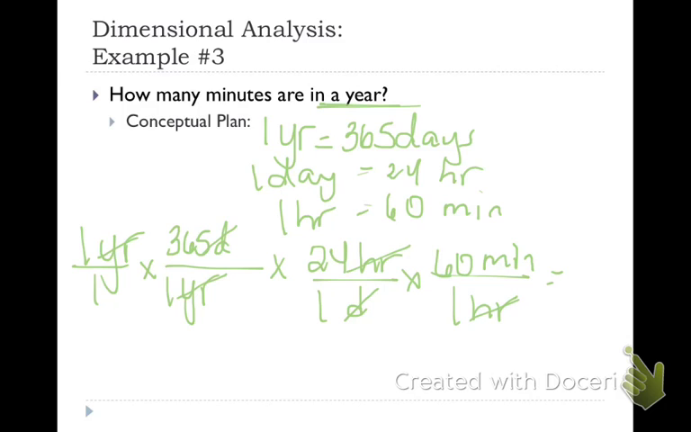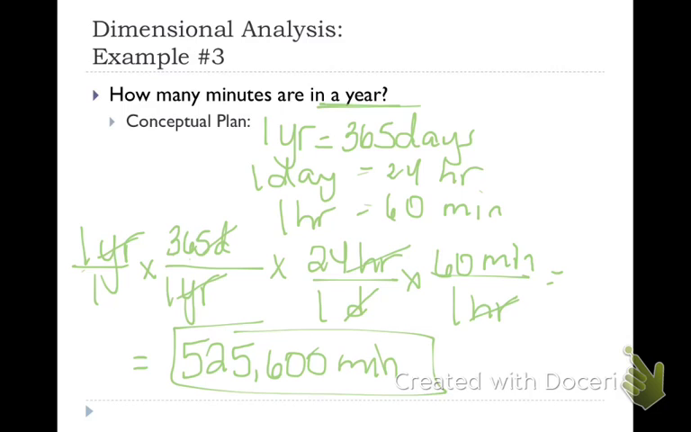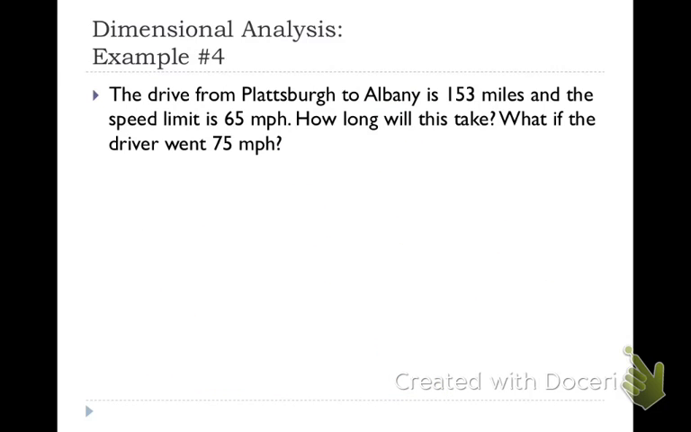So to put this in your calculator, don't bother even putting in the ones. Go ahead and put in 365 times 24 times 60. Since we're dividing by 1, it's going to be the same thing anyway. So let's make sure that song is right. 525,600 minutes. And again, put a box around your answer. Good.